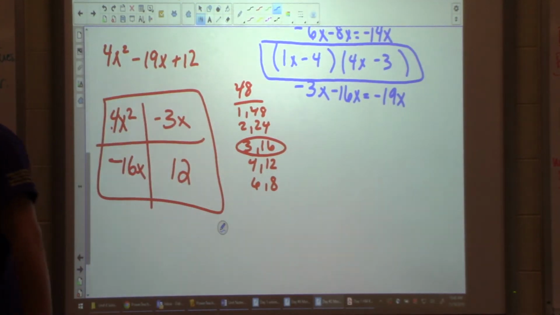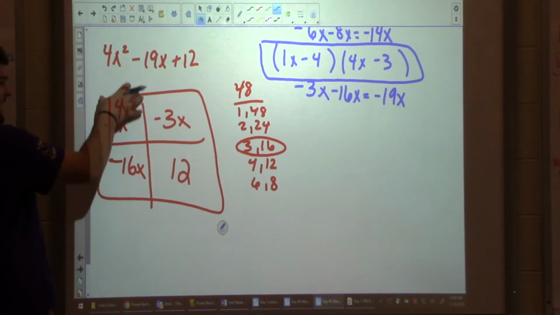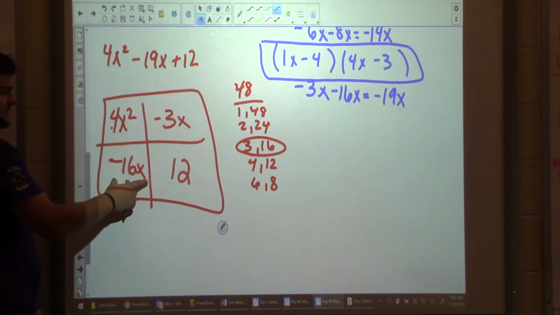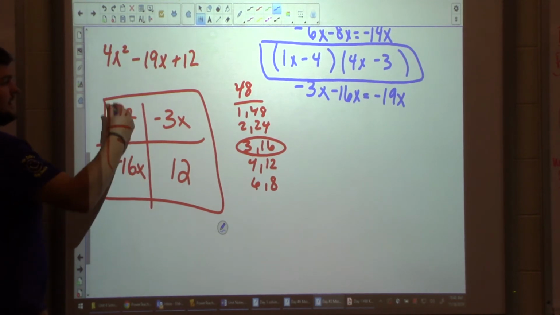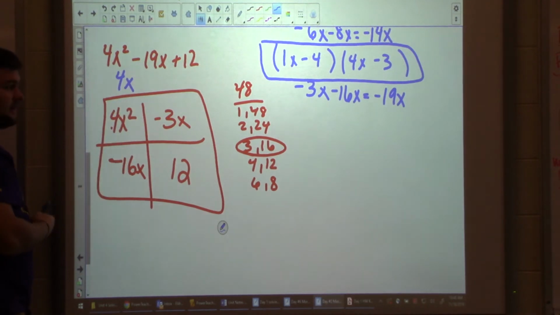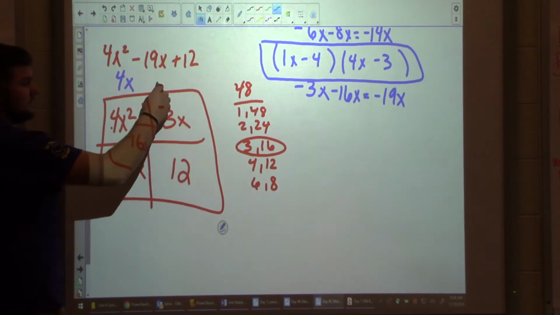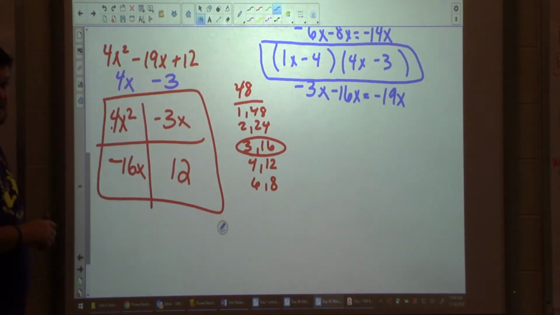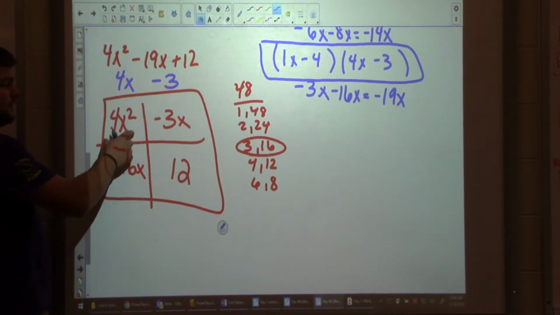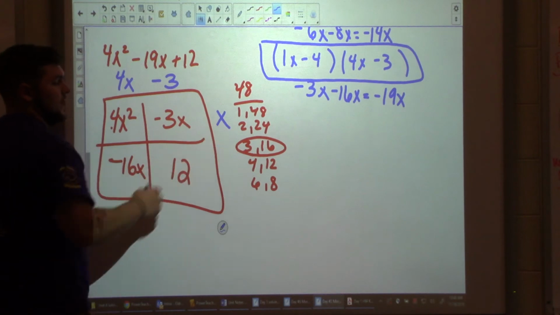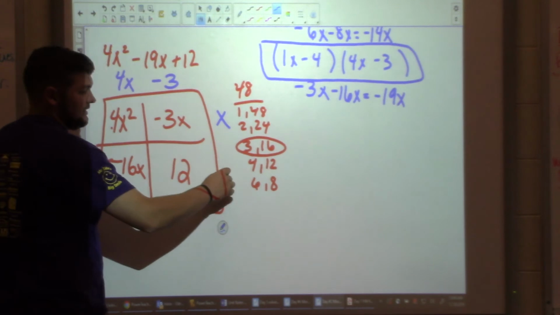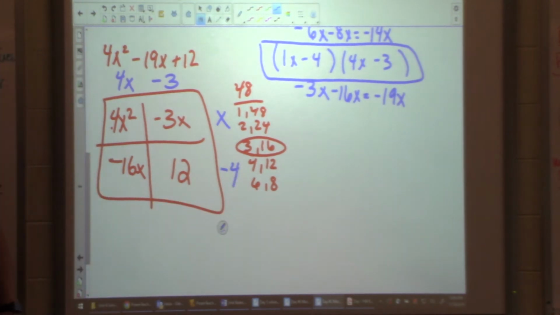Now to finish my box method, all I'm going to do is take a GCF of both columns and both rows. So I look at 4x squared and negative 16x. I can take a 4x out of both of those terms. If I look at negative 3x and 12, I can take a negative 3 out of both of those. Remember, because I said they have to be both negative here. 4x squared and negative 3x would be just x. Negative 16x and 12 would be negative 4.